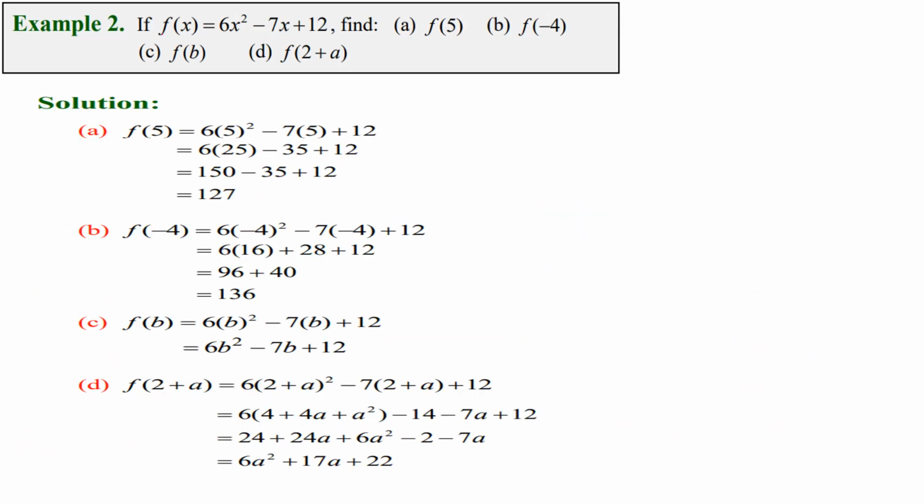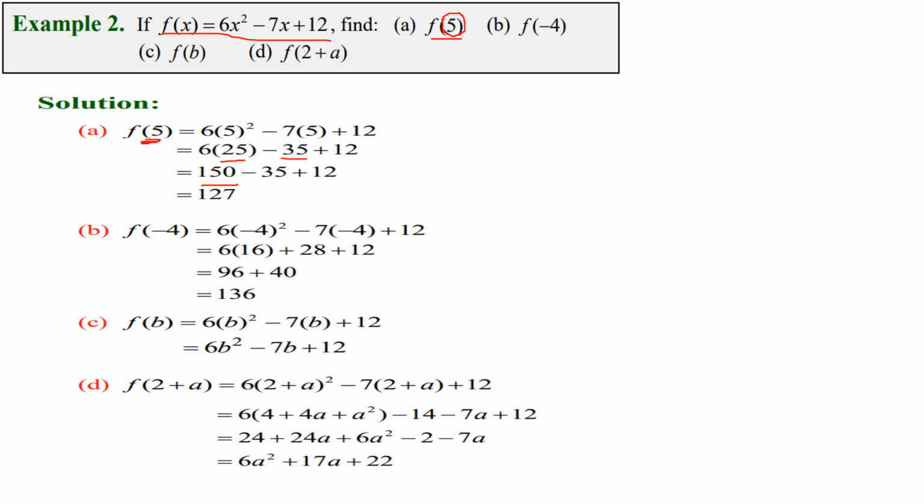Next one, f of x is given. We have to find f of a number. So this is very simple. What is given? f of x equals 6x squared minus 7x plus 12. You need to replace x by 5. So first, what is f of 5? 6 times 5 squared minus 7 times 5 plus 12. And simplify. 5 squared will be 25 and 7 times 5 will be negative 35. And 6 times 25 gives 150, minus 35, plus 12 will be 127.